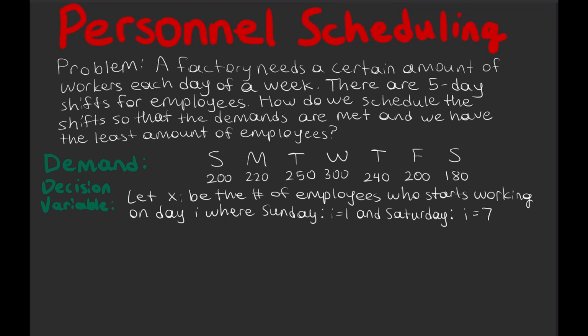For the purpose of this problem, our decision variable is going to be xi. Xi is going to be the number of employees that start working on day i. And in the US, Sunday is the first day of the week, so i is equal to 1, and then Saturday is the last day of the week, so i equals 7. Our objective function is to minimize the number of employees that we hire.